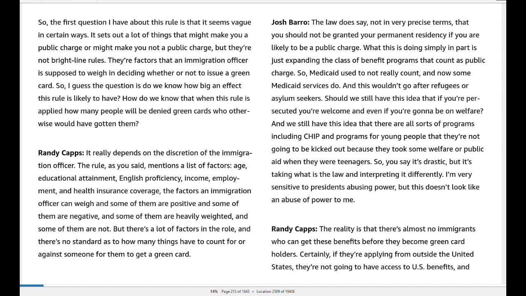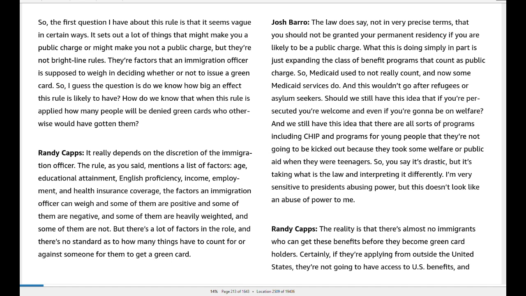Capps: It really depends on the discretion of the immigration officer. The rule, as you said, mentions a list of factors: age, educational attainment, English proficiency, income, employment, and health insurance coverage. These are factors an immigration officer can weigh, and some of them are positive and some of them are negative, and some of them are heavily weighted and some of them are not. But there's a lot of factors in the rule, and there's no standard as to how many things have to count for or against someone for them to get a green card.